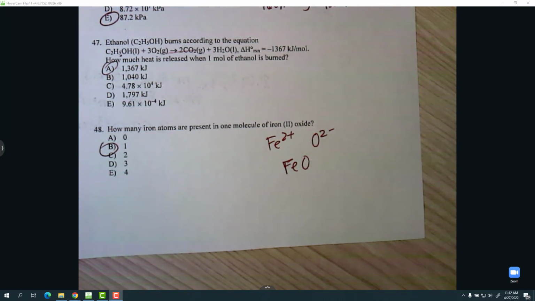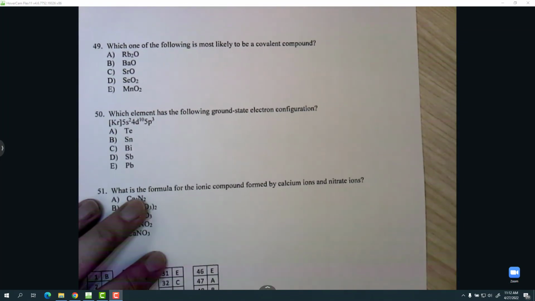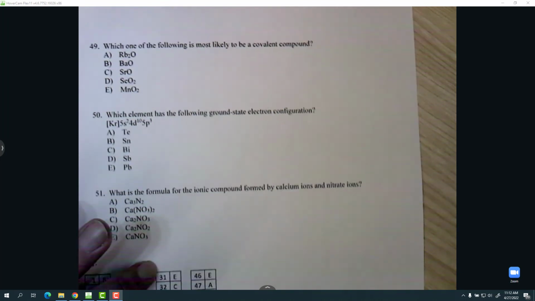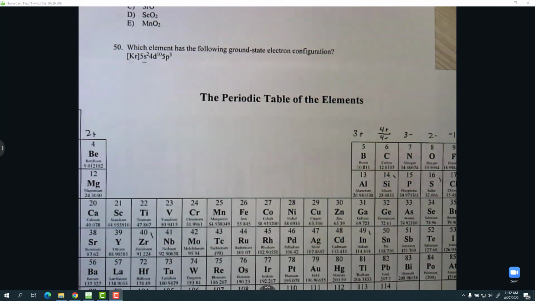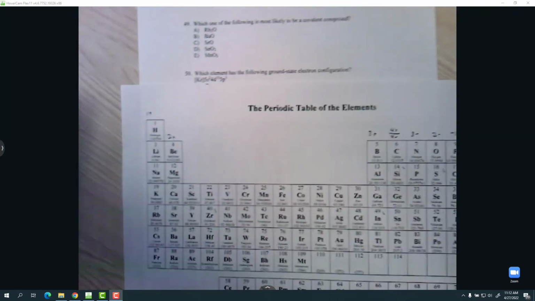All right, which one of the following is most likely to be a covalent compound? We did a previous example where we were looking for an ionic compound. Remember that needed a metal. This one we want no metal.